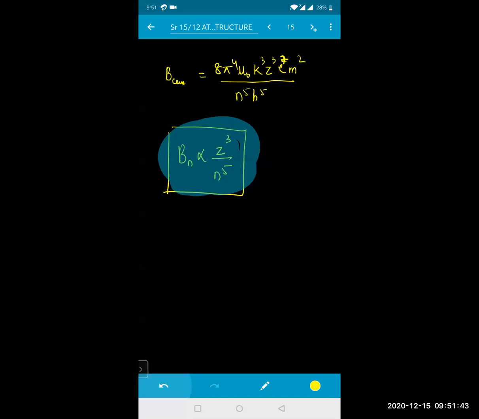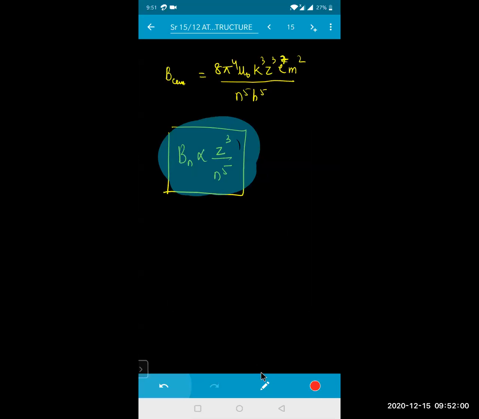If you remember these relations, that is enough. Magnetic field at the nth orbit in the Bohr's orbit is directly proportional to z cube and inversely proportional to your n to the power of your 5 part of relation. Very, very, very important relations. Even when you do problems, you'll be seeing this type of conditions there.